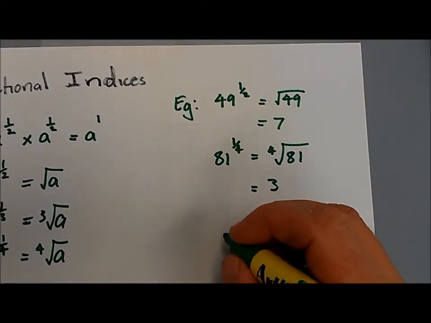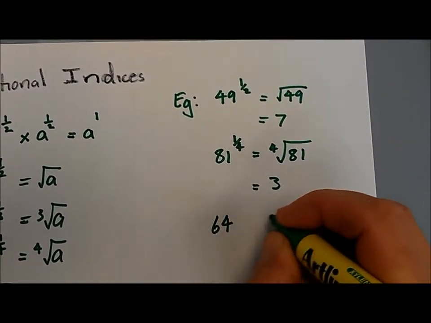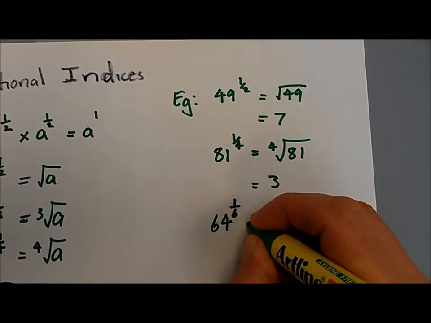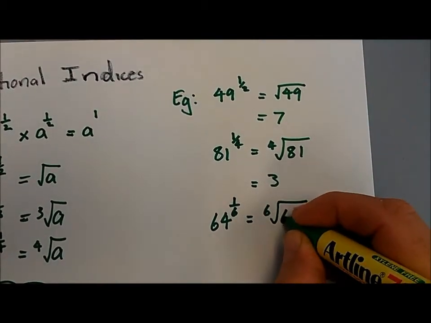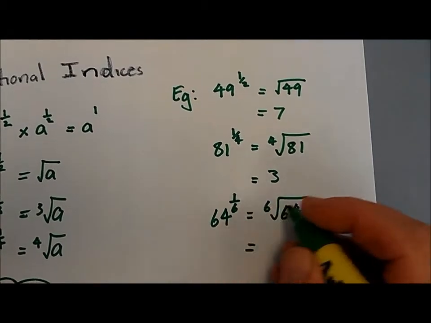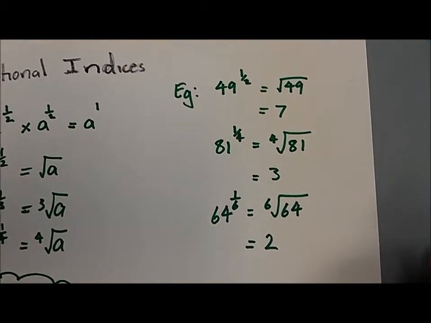Okay. If I asked 64 to the power of 1/6, it'd be the sixth root of 64, which again using your calculator you should find is 2.